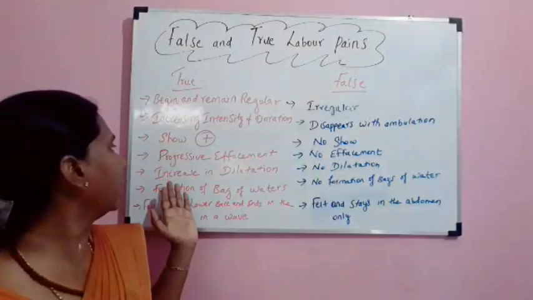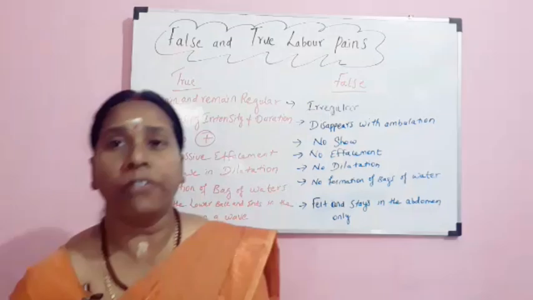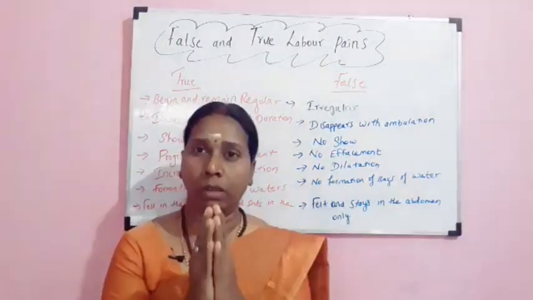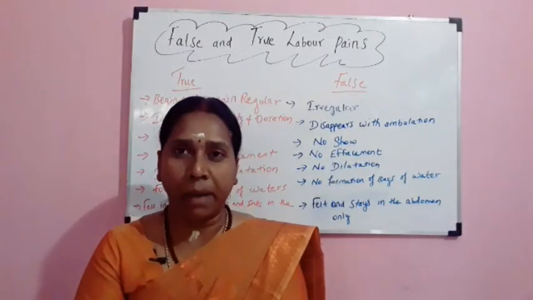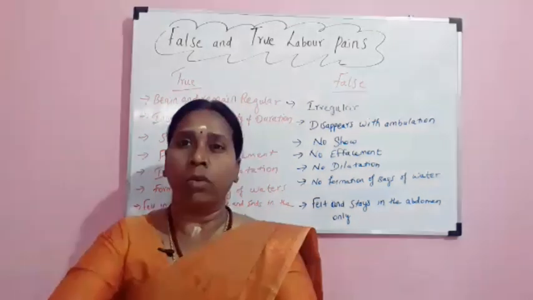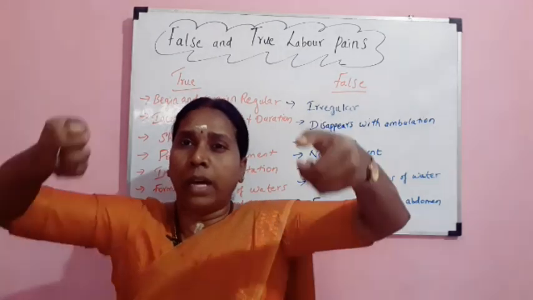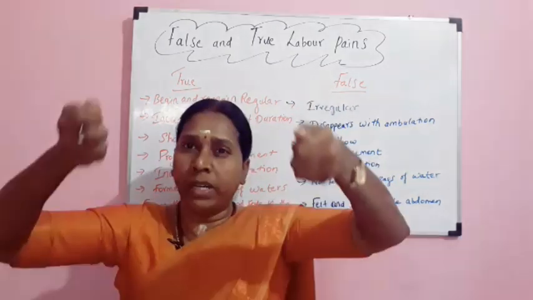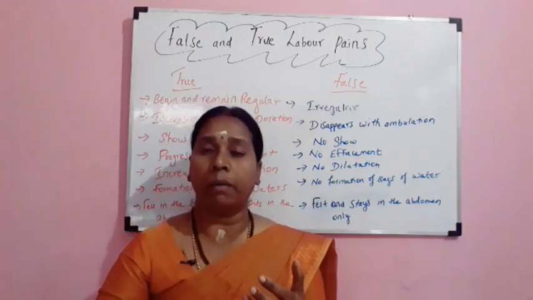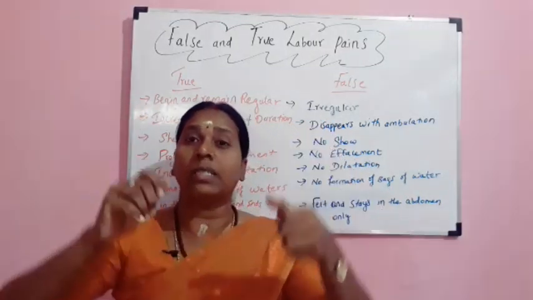And the next sign is progressive effacement. What is effacement? Effacement is the taking up of the cervix. Now imagine the baby is inside the bag of the uterus. If the baby has to come out of the bag, the opening has to be pulled up like this, so it gets opened up. Then only the baby will come down. This pulling up of the cervix is called effacement.